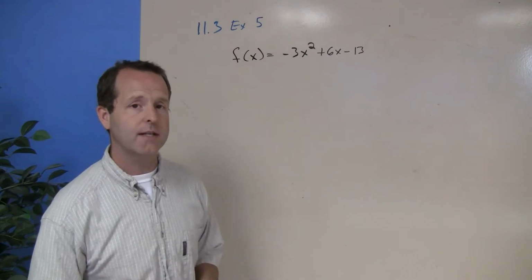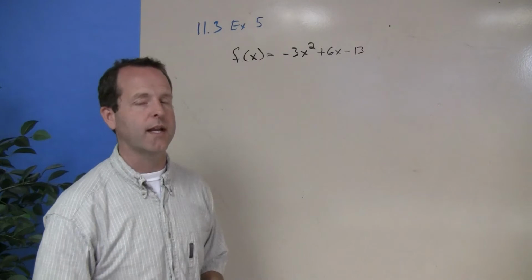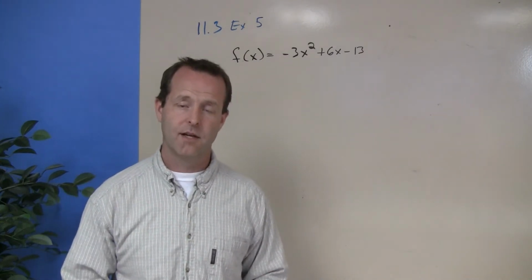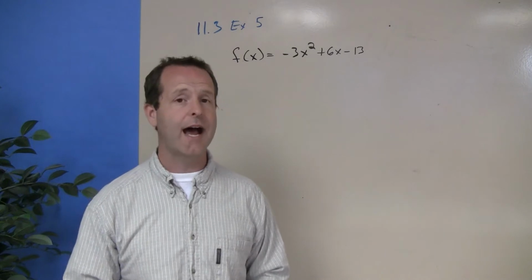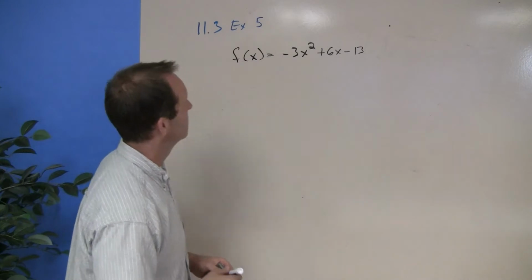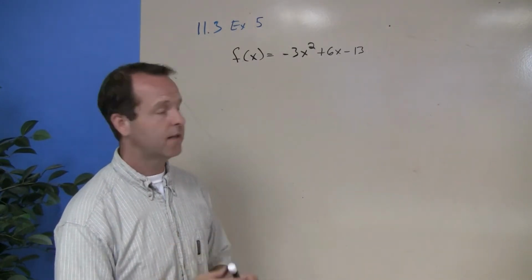Well, the thing we can determine is that the coefficient in front of the x squared is a -3. So we know that the graph will bow downwards. So the vertex of this graph is at its highest point. So this graph is going to have a maximum. It's going to have a maximum value. There's going to be no values greater than a certain point.